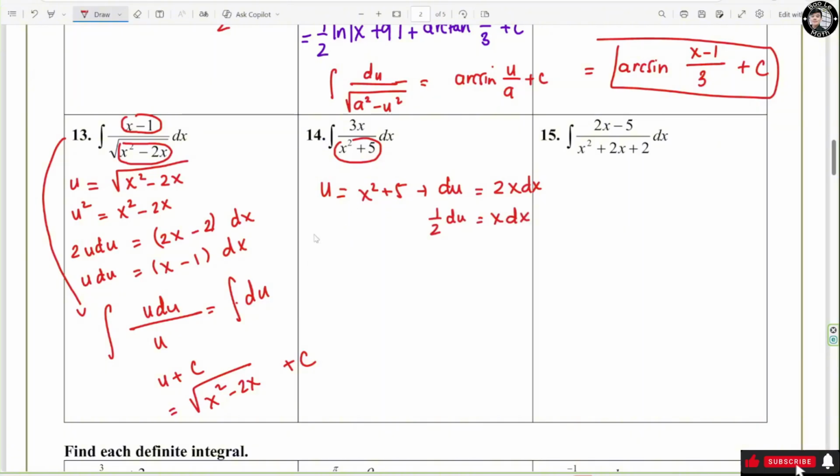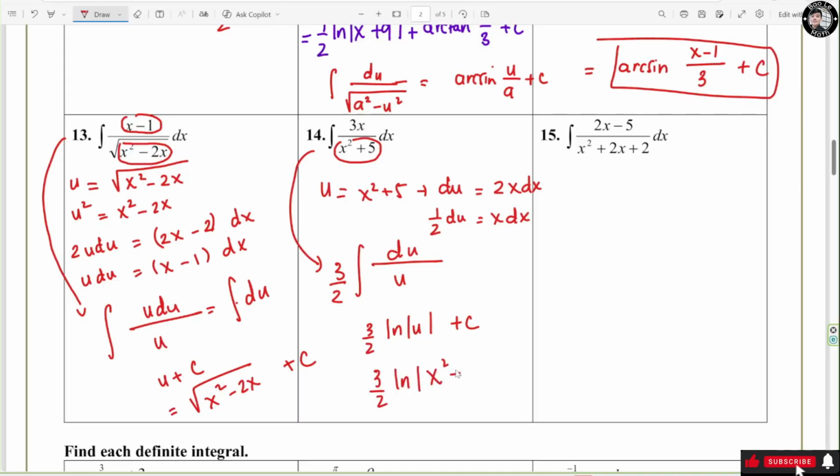So I go back over here. This turns out to be, I bring 3 to the front, the antiderivative of s ds, which is actually 1/2 du, so it's divided by 2 right here, with du right here. The bottom is actually u, so it's 3/2 ln absolute value of u plus c. But u equals s squared plus 5, so it's 3/2 ln absolute value of s squared plus 5 plus c.